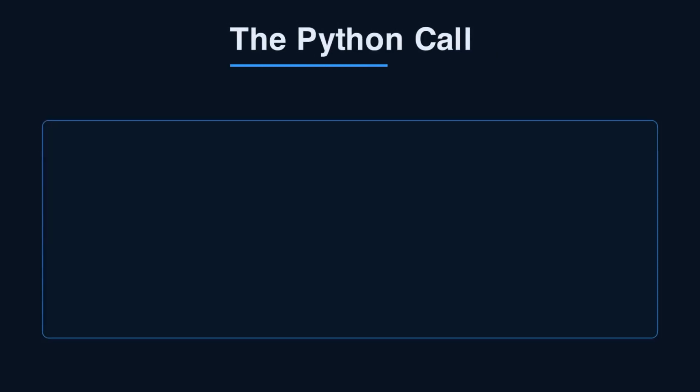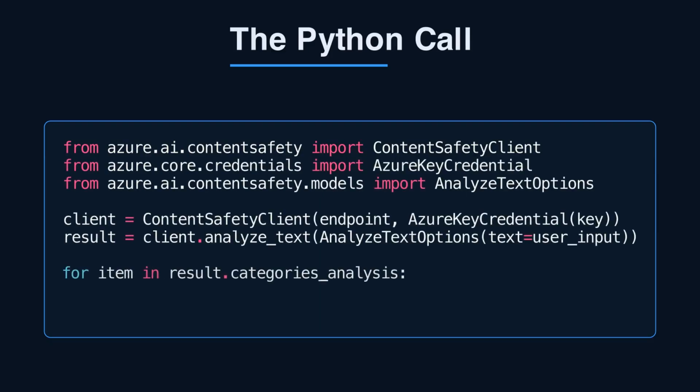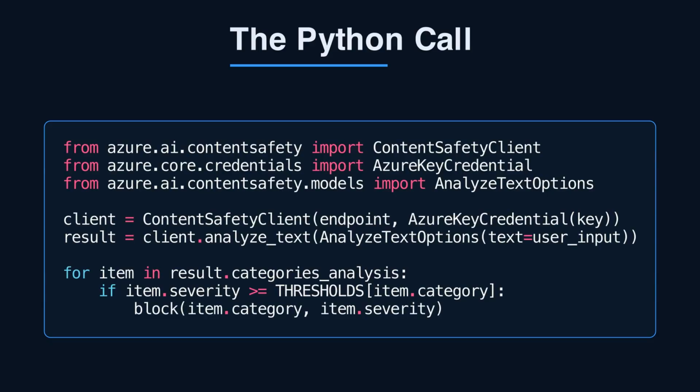Here's the actual analysis in Python. You create a content safety client with your endpoint and key, build an analyze text request, and read back the categories analysis. Each item carries a category name and a severity integer. Notice there's no built-in allow or deny field. You compare severity against your own threshold.